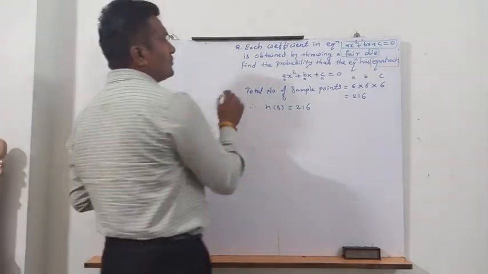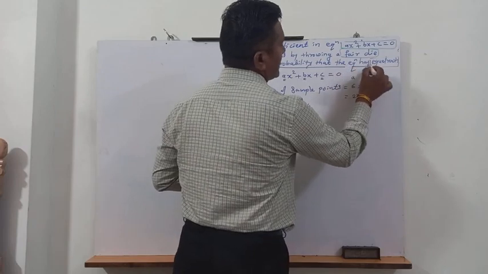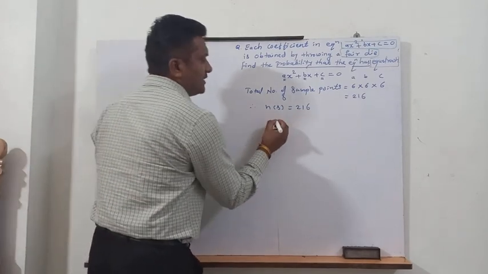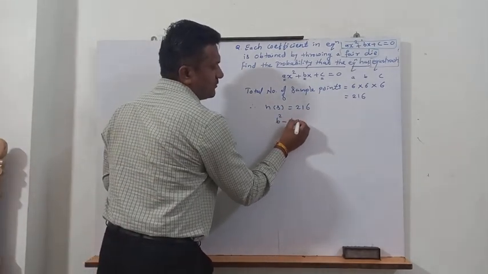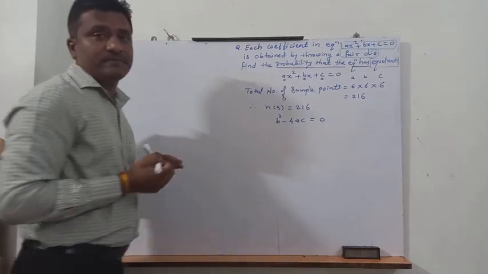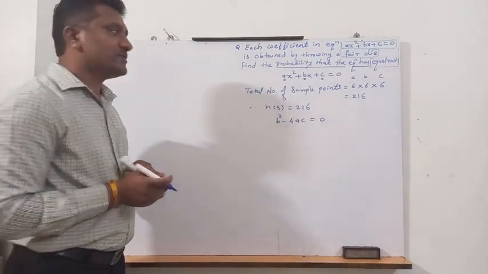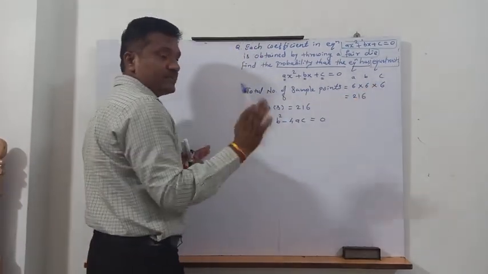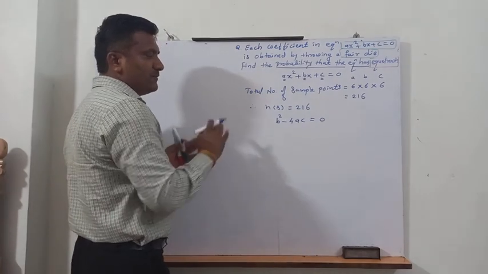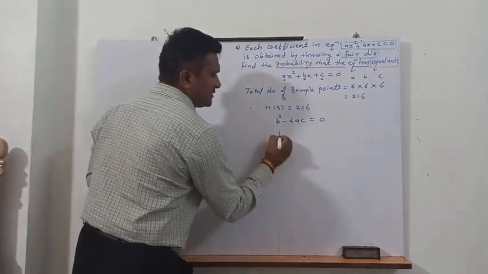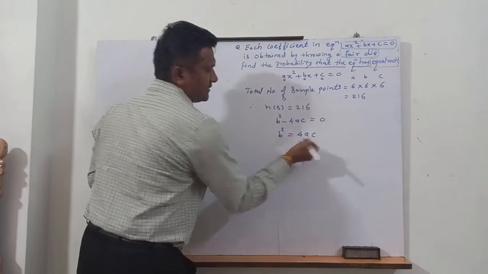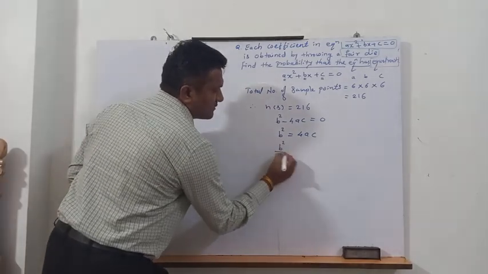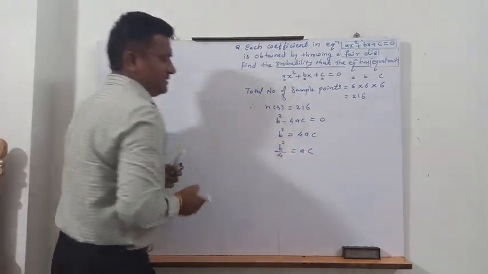Now, what we want to find out? The probability that the equation has equal roots. Now, when the equation is having equal roots, we all know that b square minus 4ac equals 0. Right? Because the equation is having equal roots, that's why the value of the discriminant is always 0. Let us rearrange this equation: b square equals 4ac, and now rearranging the 4 to this side, b square by 4 equals ac.